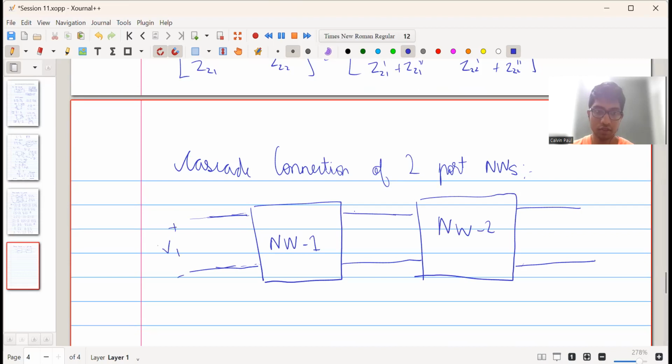Where input V1 is applied, and here I1 is the current. This is the output V2, and this is the current I2 which is flowing out. So this intermediate location, we will consider it to be Vx, and this current to be Ix. Okay. This we consider to be the case.